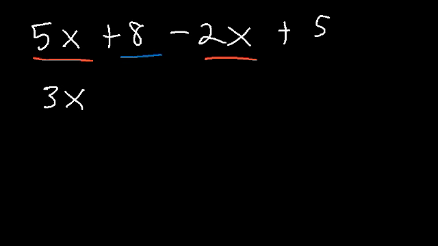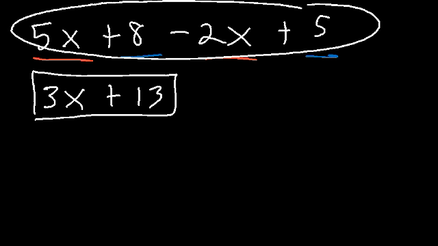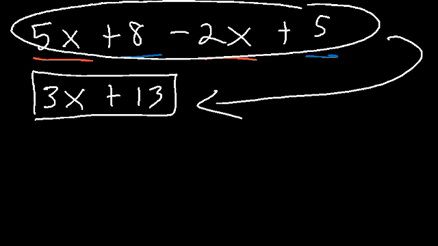Now, 8 and 5 are constants. They're like terms. So we can add those two numbers since they don't have a variable. 8 plus 5 is 13. And so the answer for this problem is 3x plus 13. So this expression is equivalent, or it has the same value as this expression here.